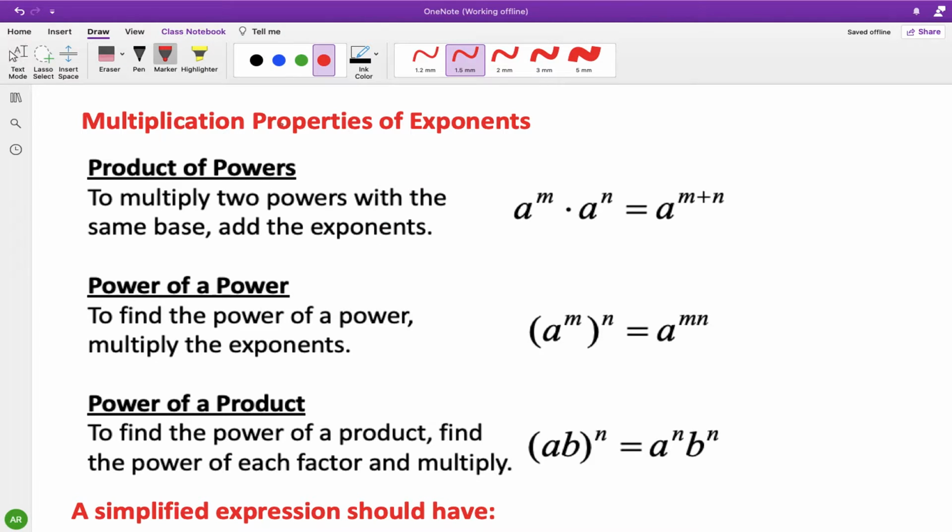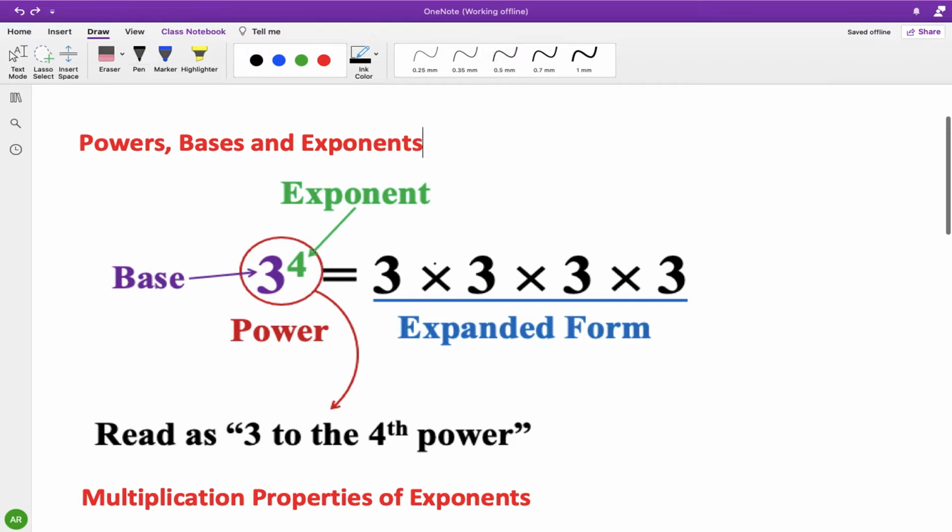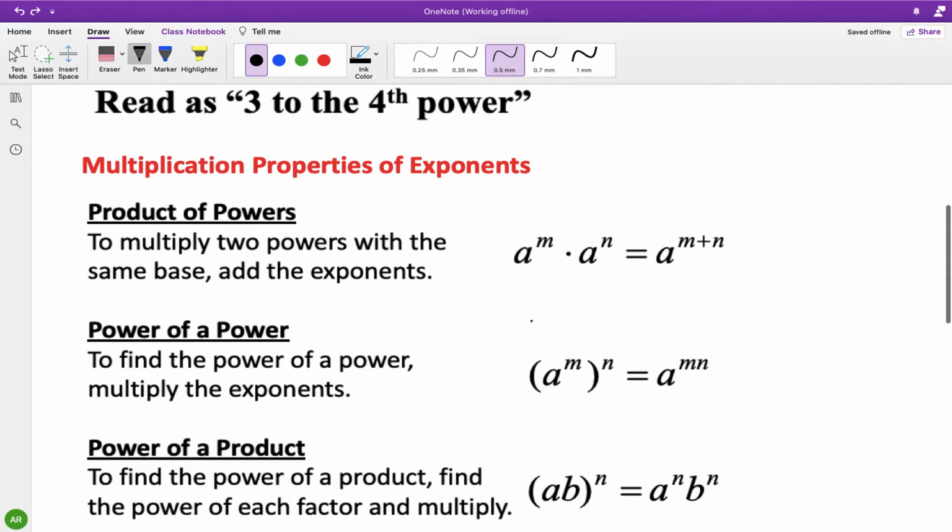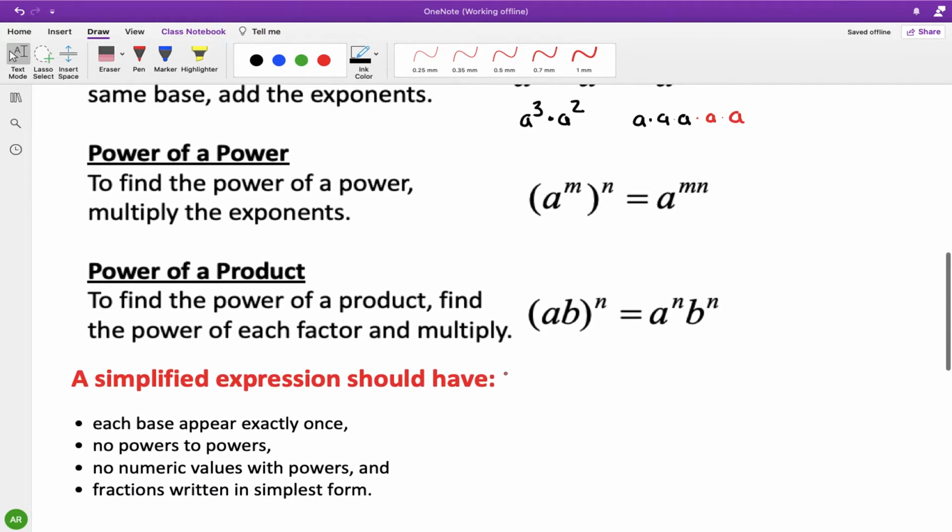If we want to really think about this, let's throw some numbers in here real quick. Let's say we wanted a to the 3rd power, and we're multiplying that by a to the 2nd power. Really, a to the 3rd power is a times a times a, and a to the 2nd power is a times a. So really what we have is a to the 5th power. We just add those up.